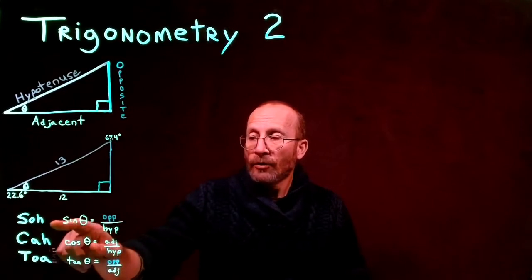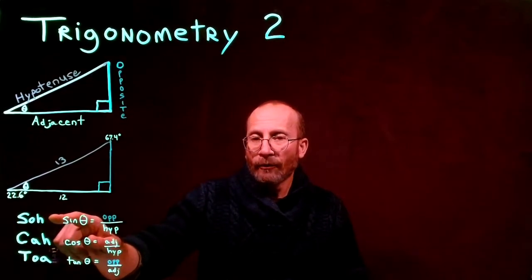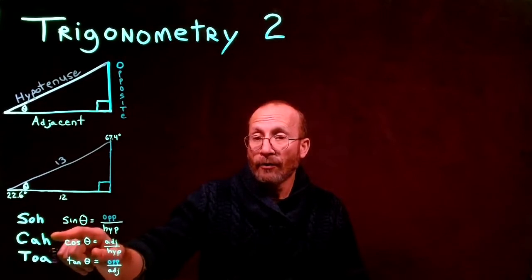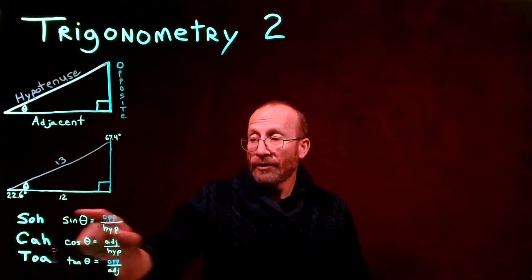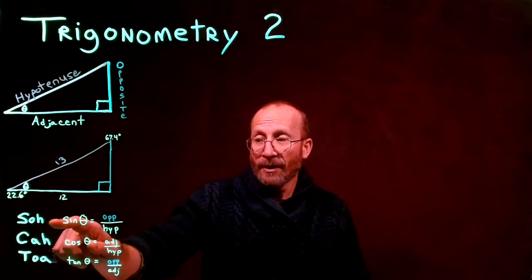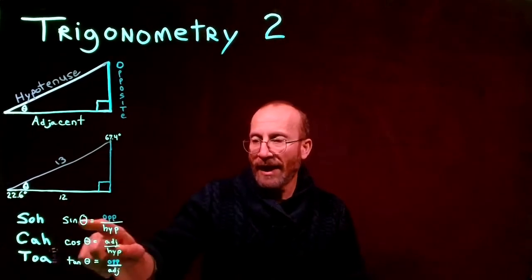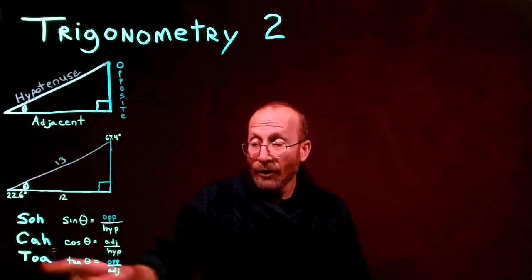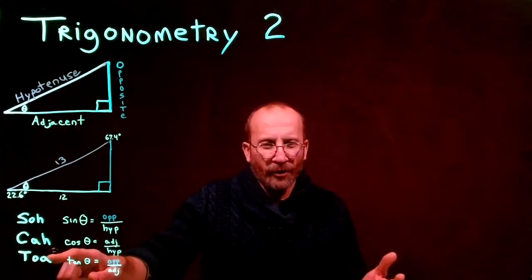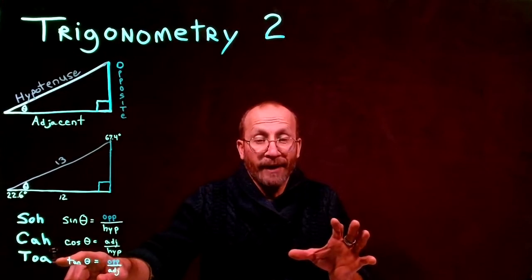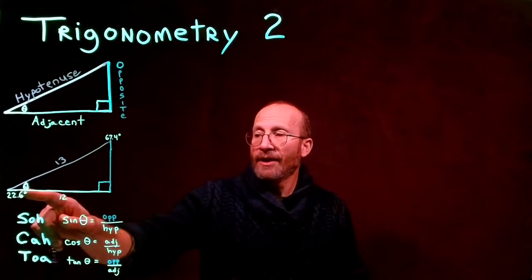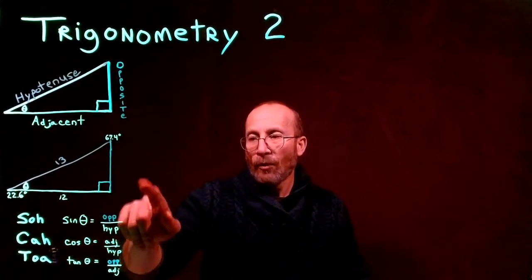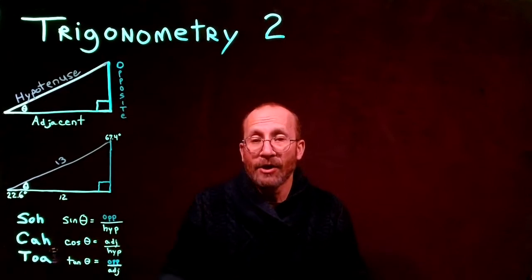So SOHCAHTOA: the SO part refers to the sine function, the CA part refers to the cosine function, and the TOA part of that phrase refers to the tangent function. SO tells us that sine of theta is the opposite over hypotenuse. TOA is just helping us understand which ratio, what math we have to do to find tangent. Tangent of theta is the opposite over adjacent, the length of the opposite side over the length of the adjacent side.